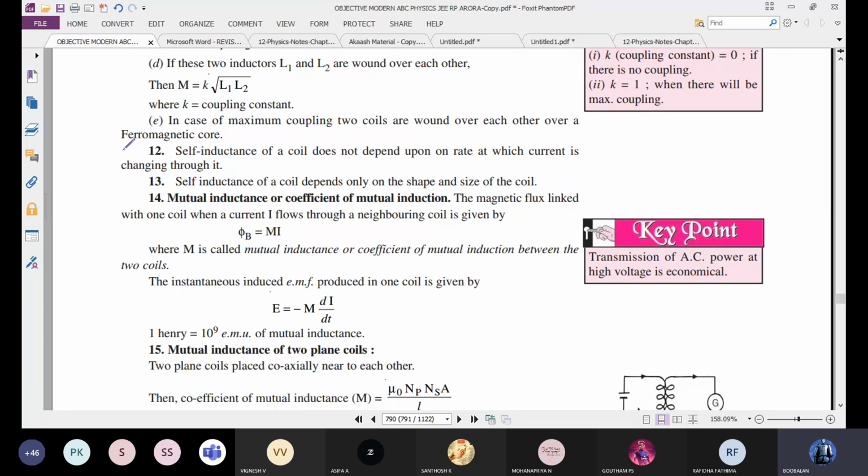What are the factors it depends upon? The self-induction of a coil does not depend upon the rate of change of current through it, first one. The second one, the self-induction of a coil depends only on the shape and size of the coil.